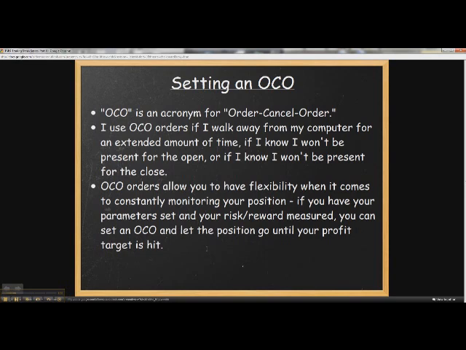If you have your parameters set, in this case with MMR long, you have your $12 5% stop loss, and you have your $14 10% gain off the initial investment. Your parameters are set. Your risk reward is measured. You can set an OCO and let the position go until your profit target is hit.